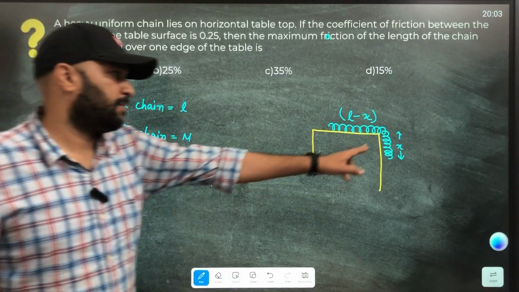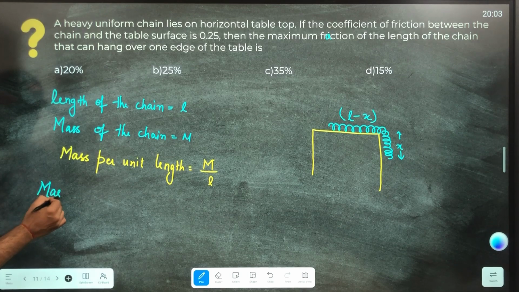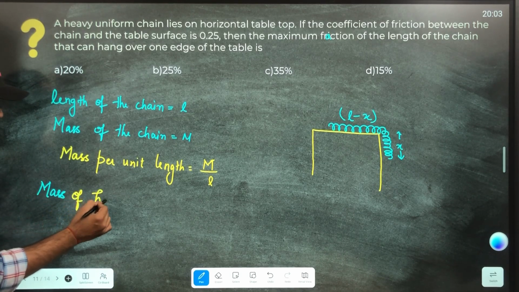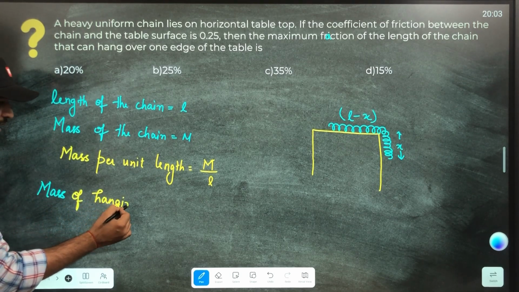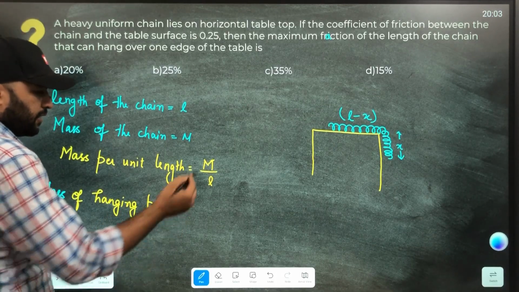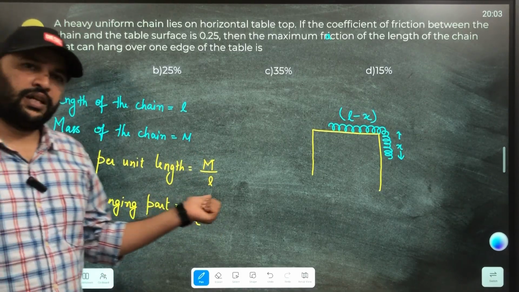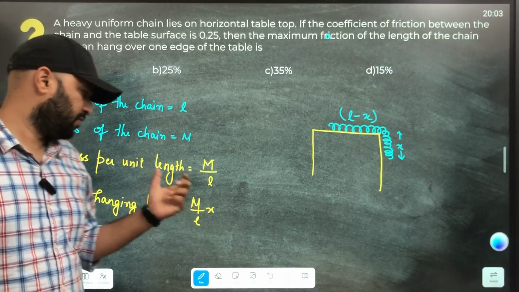Of course. What will be the mass of this hanging part? Mass of hanging part will be equal to M by L into X, correct? Mass per unit length into distance, that will give you the total mass.